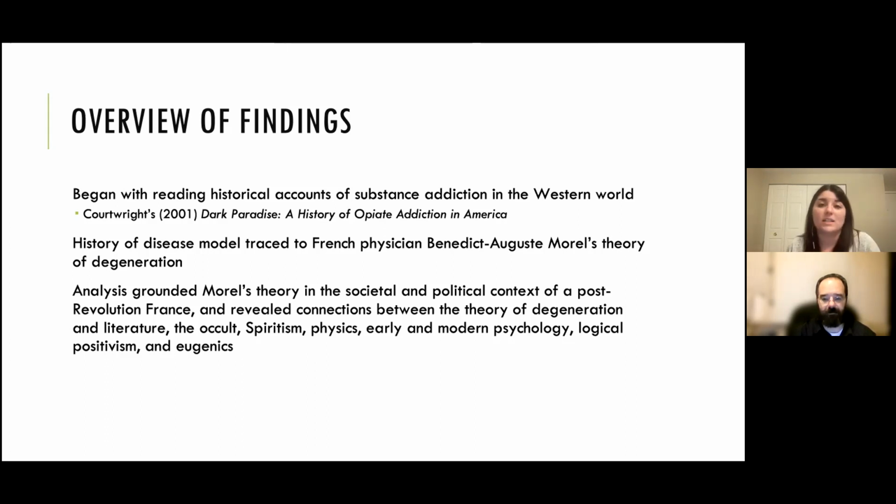And through the analysis, which led both Brent and me to very surprising and kind of strange places, we were able to ground Morel's theory in the societal and political context of post-revolution France, and also revealed connections between the theory of degeneration and literature, the occult, spiritism, physics, early and modern psychology, logical positivism, and eugenics. So yeah, Brent was not joking when he said we have a lot of ground to cover in this presentation. Okay, so a very, very broad picture.